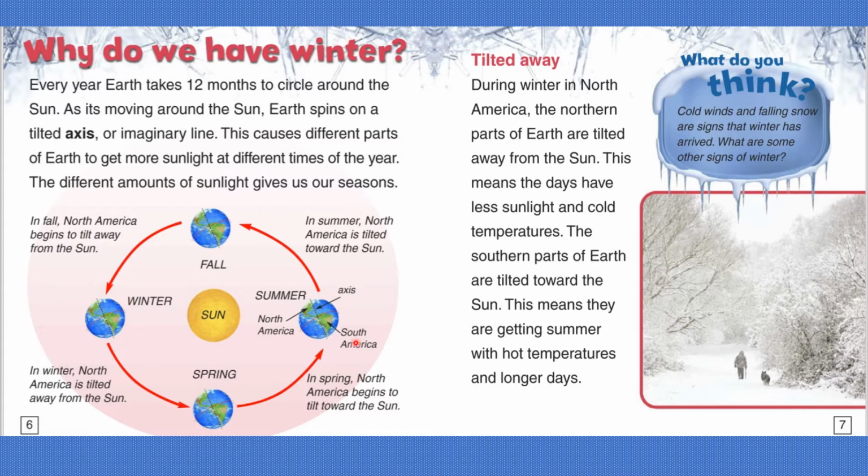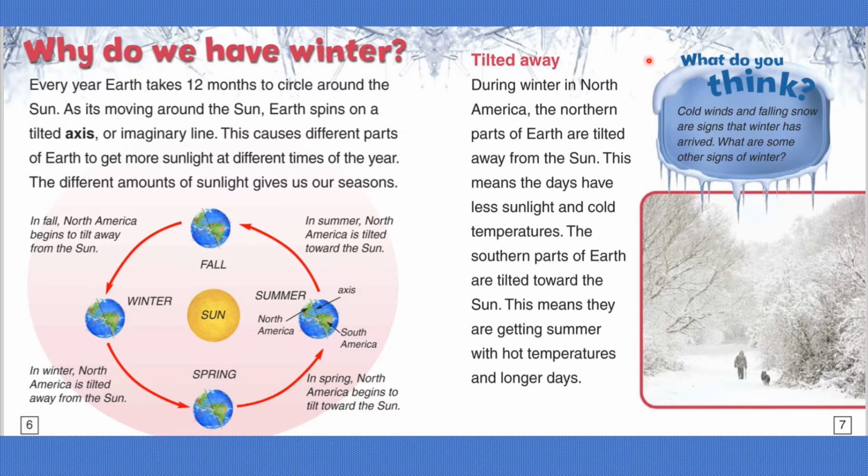Let's look at this chart, boys and girls. It starts with fall, winter, spring, summer. Follow the arrows. Fall, winter, spring, summer. Do you notice the pattern? In fall, North America begins to tilt away from the sun. In winter, North America is tilted away from the sun. In spring, North America begins to tilt towards the sun. And in summer, North America is tilted toward the sun.